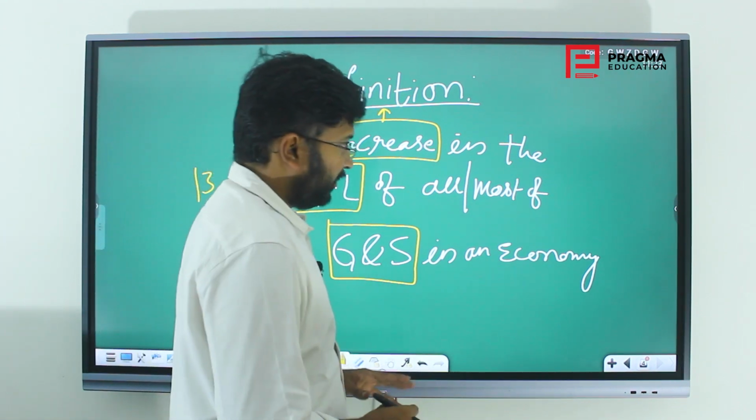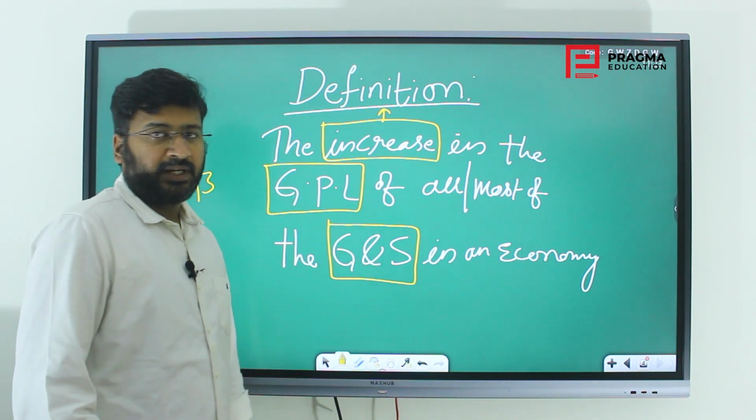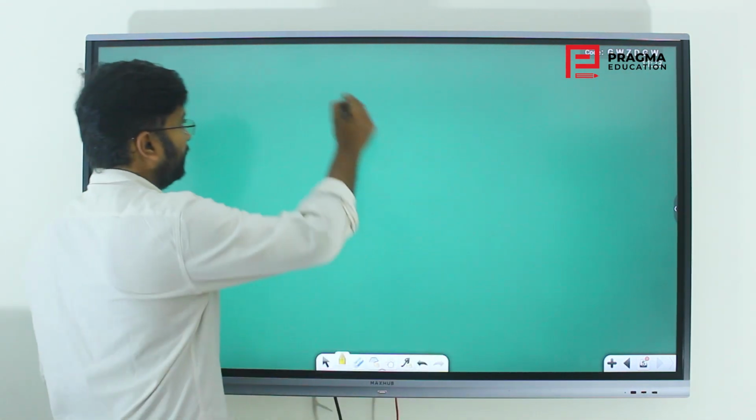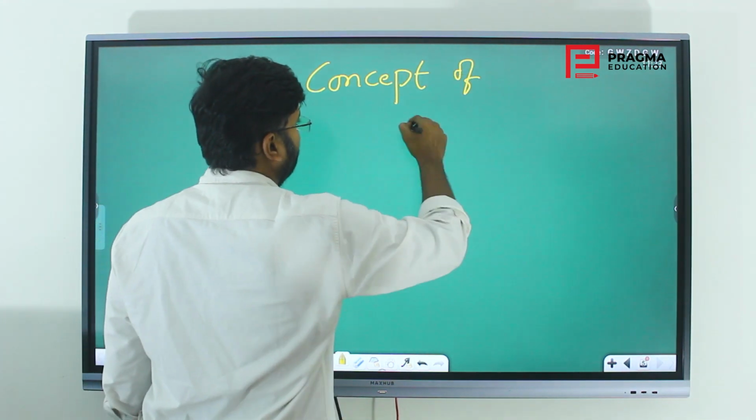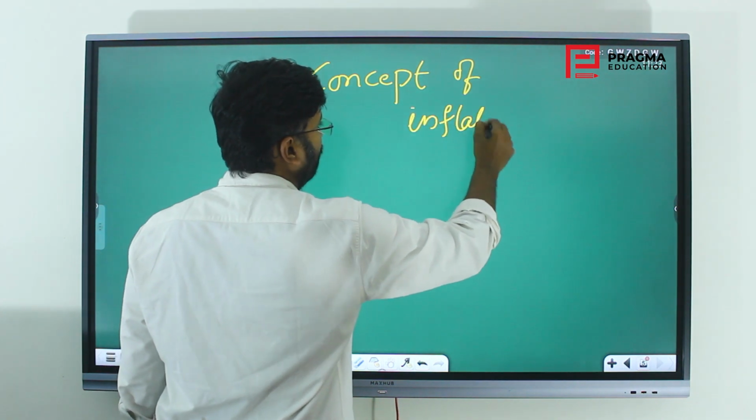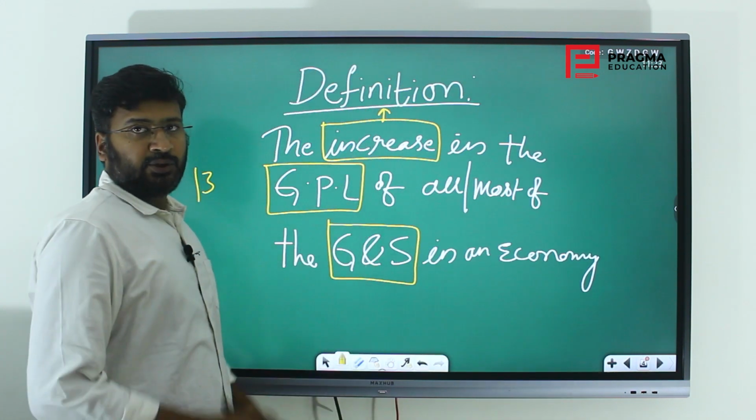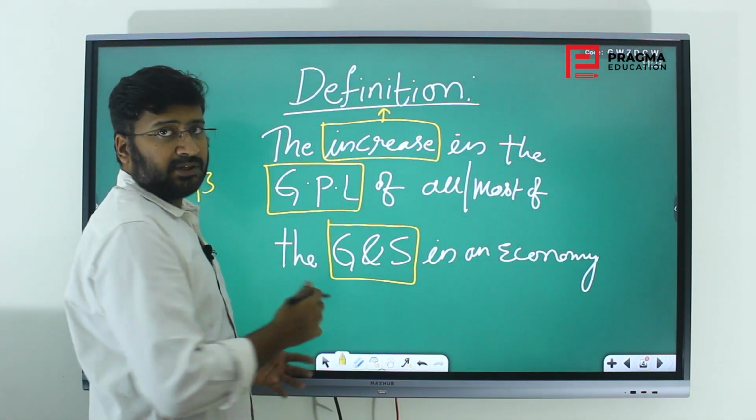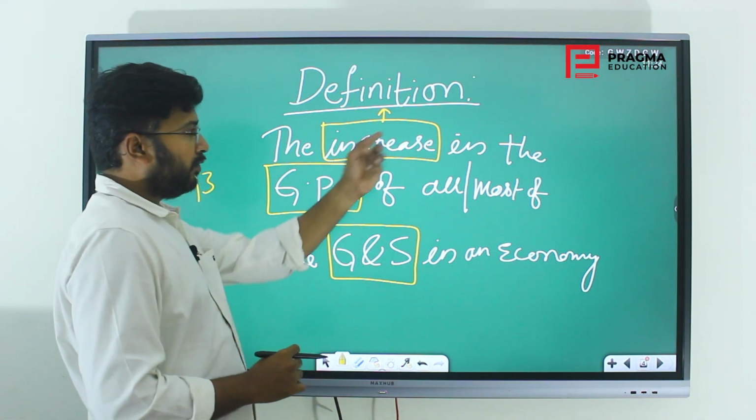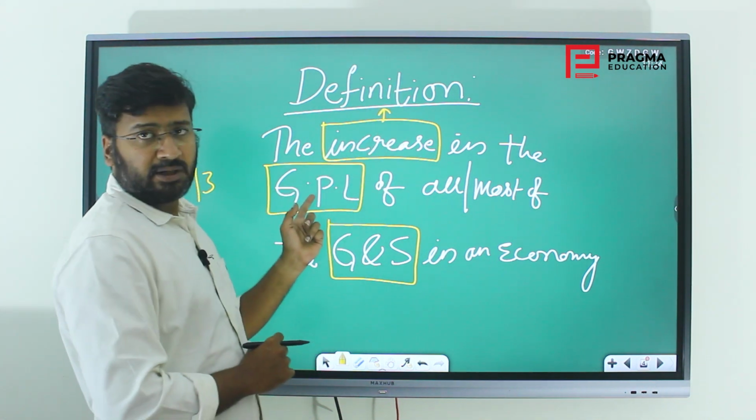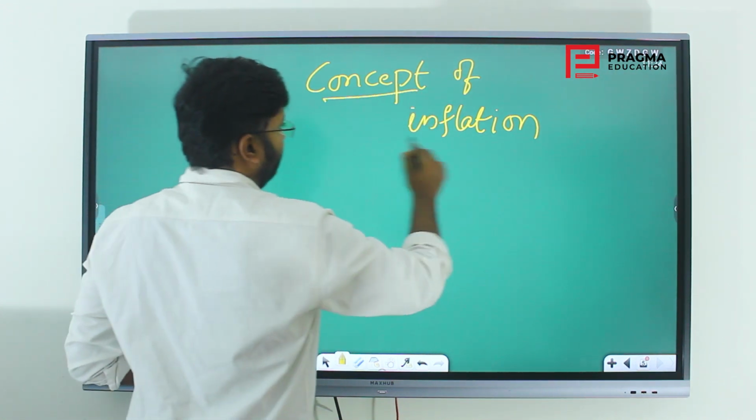There is one more definition of inflation that we will arrive at, or a phrase while we read the concept in the subsequent topic. So let us get into the concept of inflation. So what is the concept behind inflation? We know the definition that there is an increase. So why? Of what? GPL. So what is GPL? Then all goods and services. So we need to know why this increase occurs and what general price level means. That itself comprises the concept of inflation.